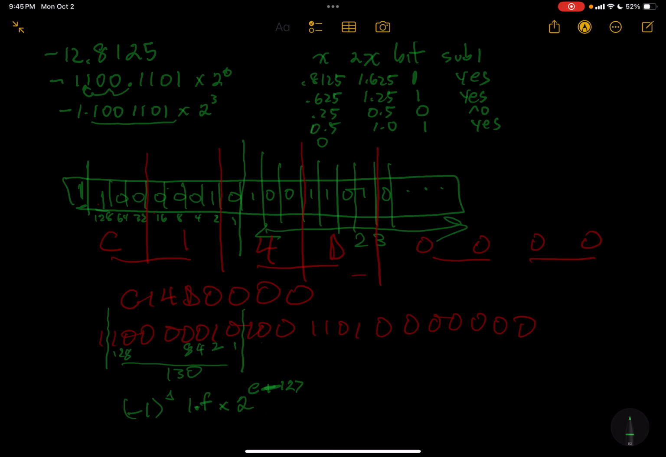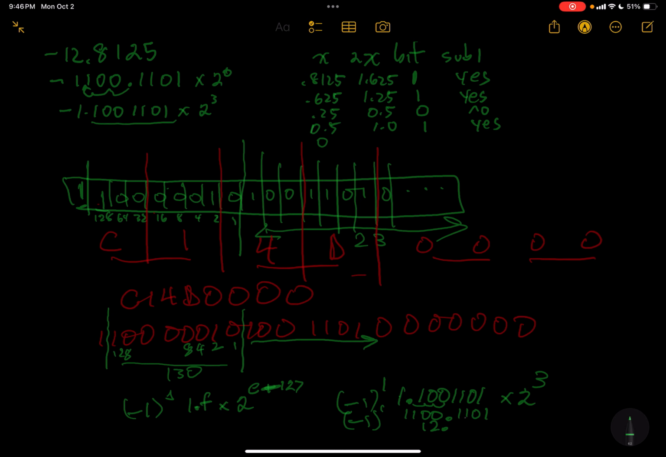The fractional component is from here on down, so it's going to be -1 to the 1, because it was 1 there, times 1.1001101 and a whole bunch of other zeros, times 2 to the 130 minus 127, which is 2 cubed. So we write that as -1 to the 1, still -1, times 2 cubed, and we have to move this point 1, 2, 3, so that's 1100.1101.